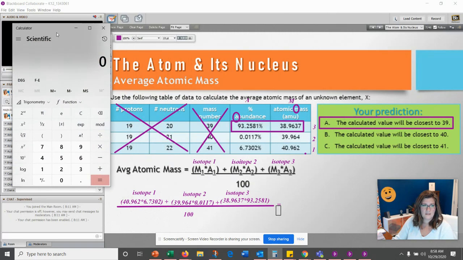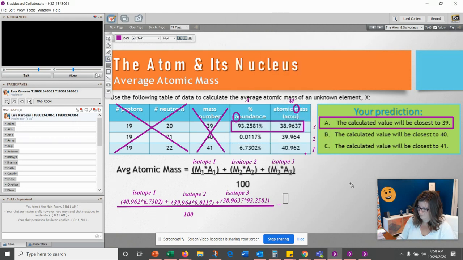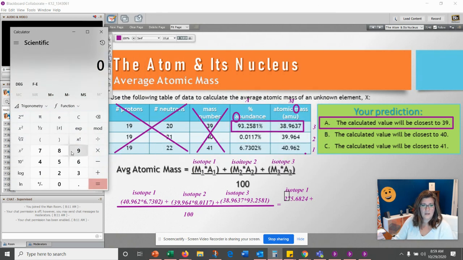So I'm pretty sure you can see my entire screen here. I'm going to do 40.962 multiplied by 6.7302 and I got 275.6824. So that's my isotope 1, abundance times mass. Now I need to do isotope 2. Isotope 2 is 39.964 multiplied by 0.0117. And I get 0.4675.